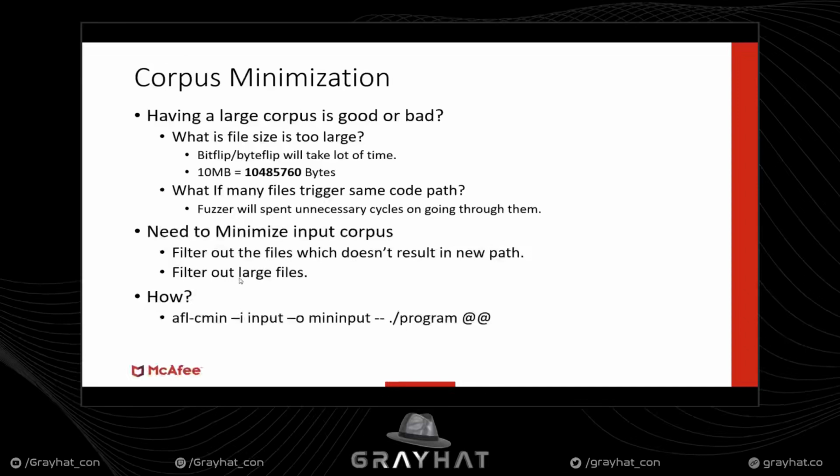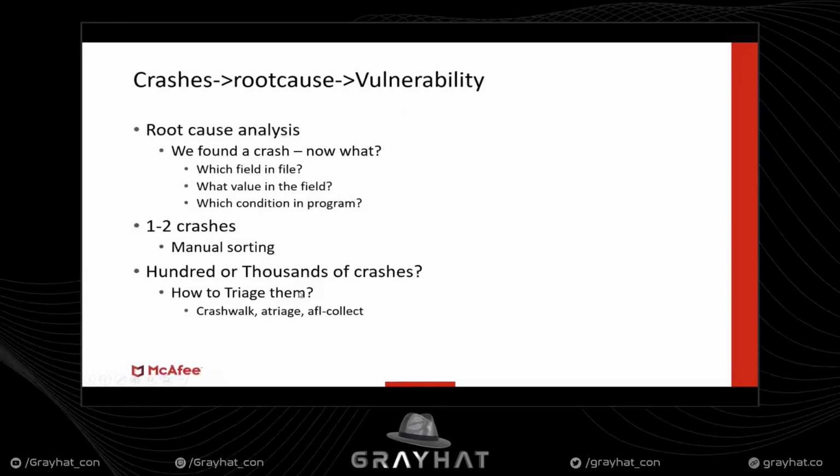AFL offers one utility, that is AFL cmin, which we are going to see in part 2, and it helps in removing files which cause the same code path. We will say more of that in part 2. Let's move on to another topic, that is root cause analysis.